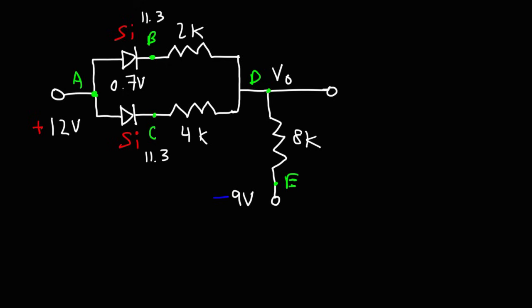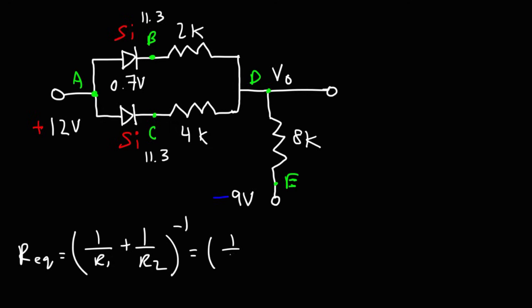So the potential at point B and C are the same. Because of that, we can treat the 2 kilo ohm resistor and the 4 kilo ohm resistor as if they're parallel to each other, because they have the same voltage across it. To calculate the equivalent resistance of two resistors in parallel, you could use this formula. So it's going to be 1 over 2 plus 1 over 4 raised to the minus 1. And that should give you 4 over 3, or 1.33.